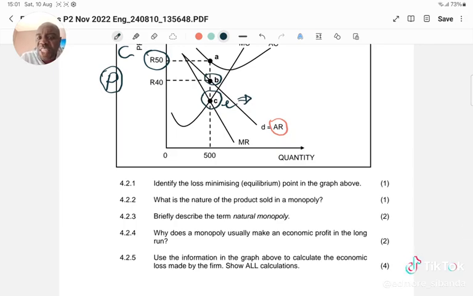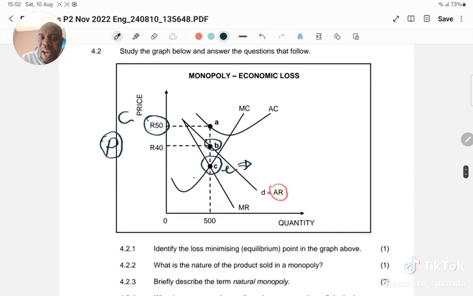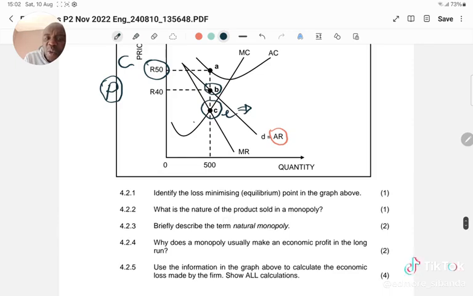4.2.1. The first question says, identify the loss minimizing point or the equilibrium point in the graph above. You don't have to write stories. You don't have to think hard about it. We've already agreed that it's point C, because this is where average revenue and marginal cost are intersecting. So for you to get that 1 mark, all you had to do was to write letter C there. Then you get your 1 mark there.